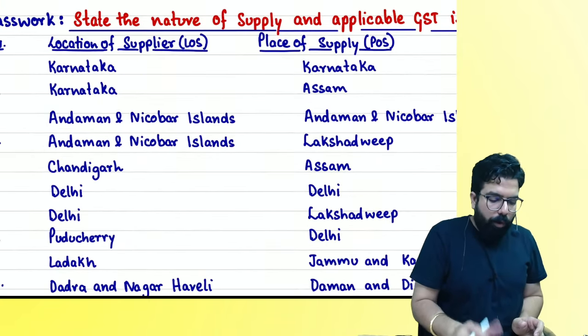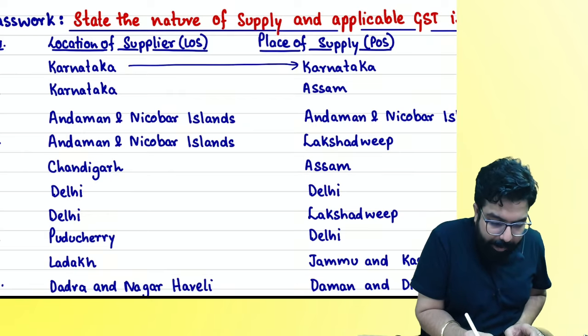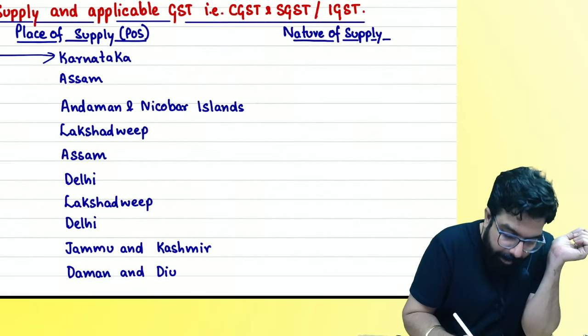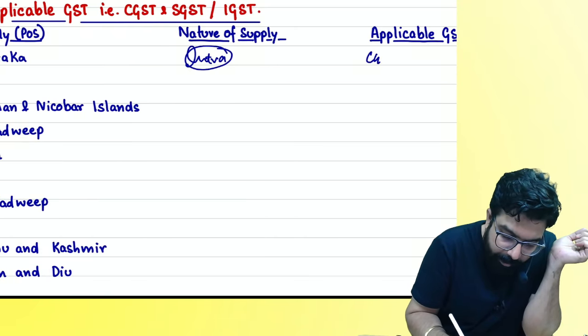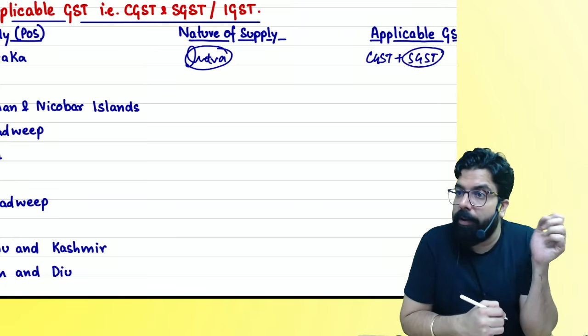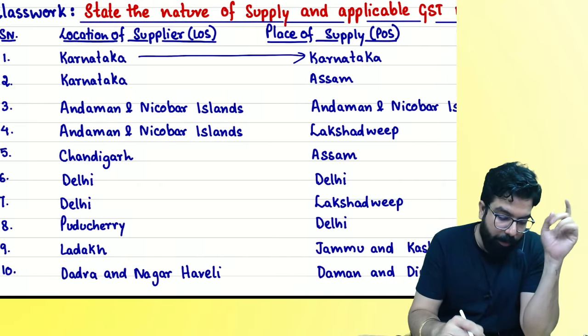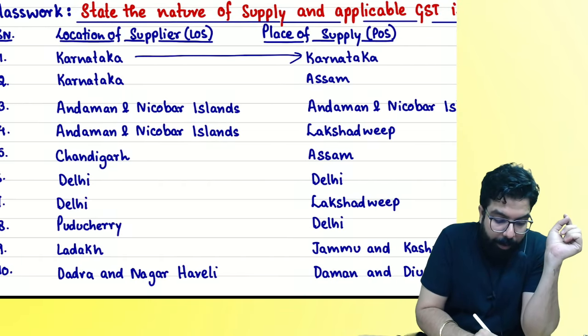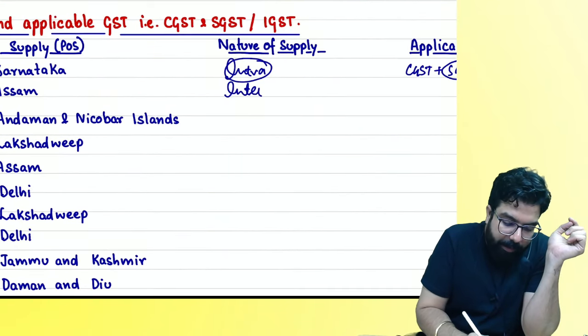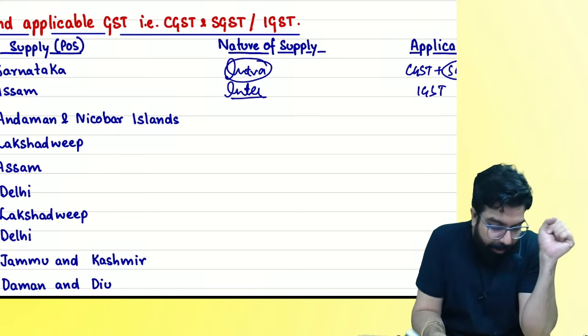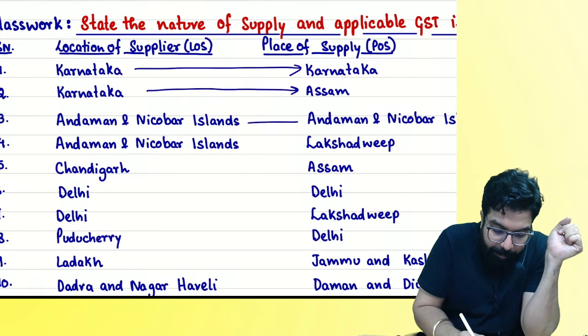Goods are sold from Karnataka to Karnataka. Can you tell me inter or intra? Intra. What will you charge? CGST and SGST. Can I go ahead, everyone? You will get stuck, so be careful. Karnataka to Assam, intra or inter? What will you charge? IGST. Okay.